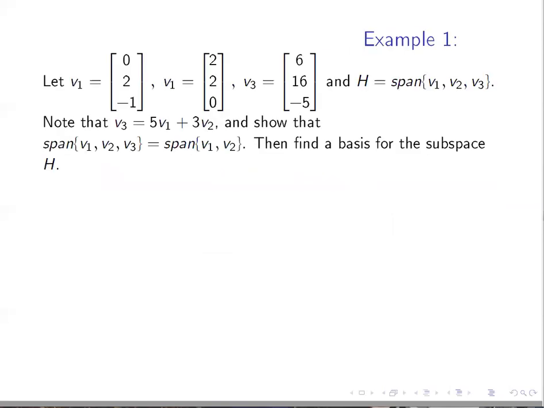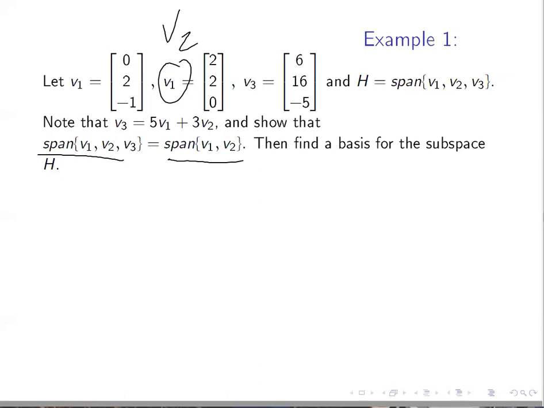Let's consider this. I have three vectors, v1, v2, and v3, and we say that H is spanned by them. Quickly note that v3 is a linear combination of v1 and v2. Oh, no, that should be v2. I just saw that, sorry. That should be v2, my apologies. If we know that, then we can say that the span of v1, v2, v3 is equal to the span of v1, v2. Now we need to find a basis for the subspace H.